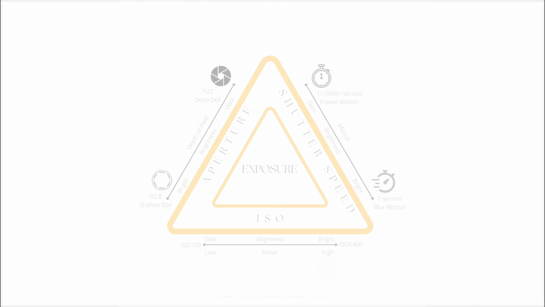First up, ISO. ISO controls your camera's sensitivity to light. A low ISO, like 100, is great for bright conditions, whilst a high ISO, like 1600 or above, is great for darker conditions. But there's a trade-off.